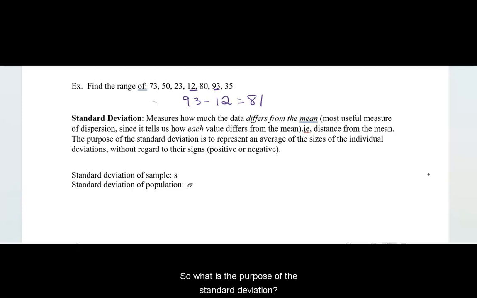So what is the purpose of the standard deviation? It's to represent an average of the sizes of the individual deviations without regard to their signs. So we're not looking at positive and negative, just their individual deviations. Here are some symbols that we use. Typically, when we're talking about the standard deviation of a sample, we just use S. If we're taking the standard deviation from a population, then we use this Greek symbol called sigma.